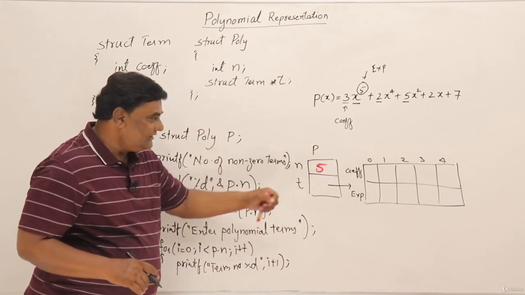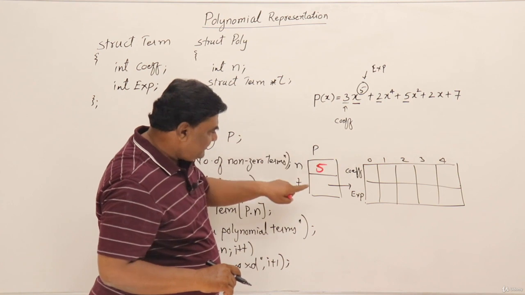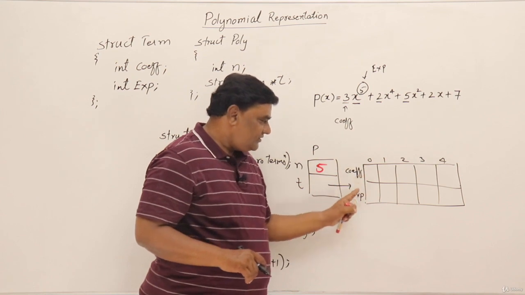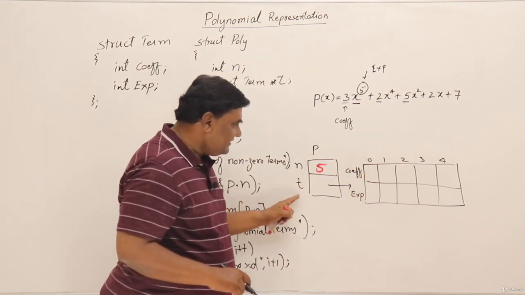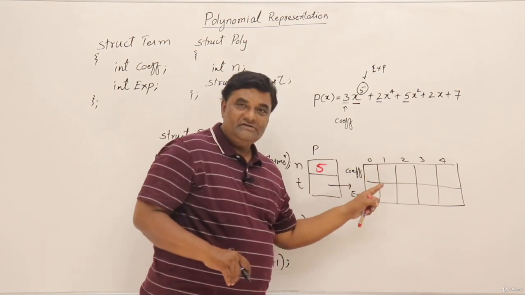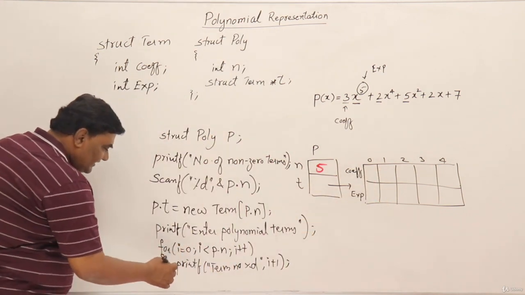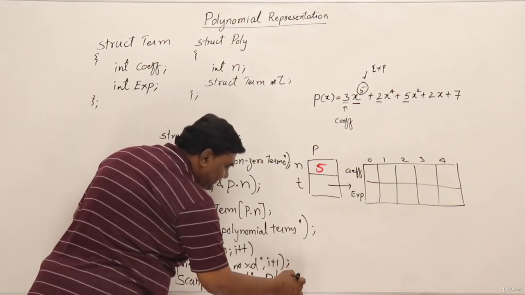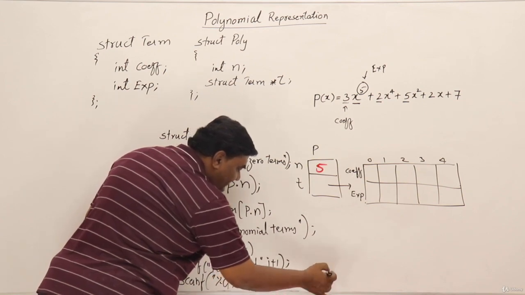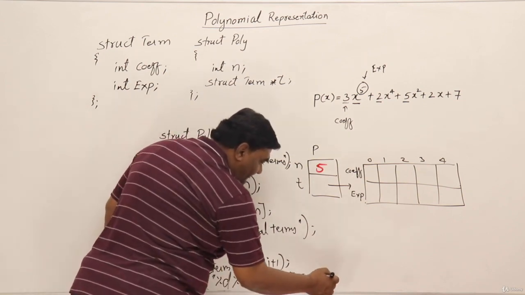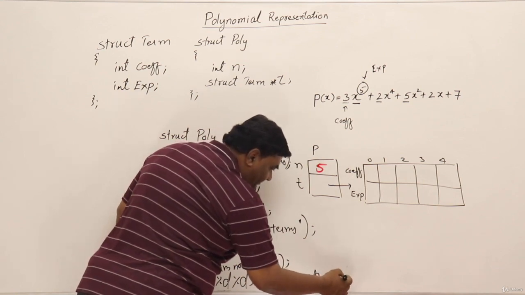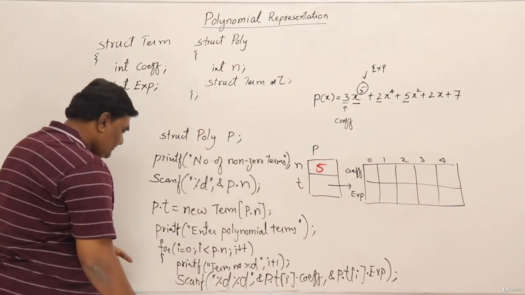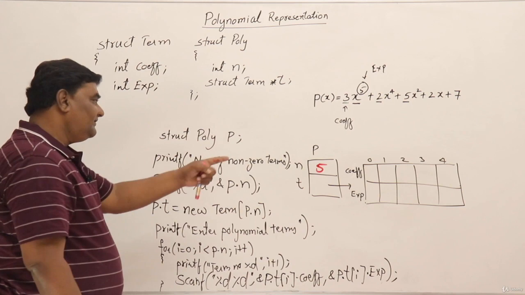Now scanf those two values. How to read the values? p.t of 0 dot coefficient, dot exponent. The next, p.t of 1 dot coefficient, dot exponent. So here I write p.t of i dot coefficient, with an ampersand, then comma, ampersand p.t of i dot exponent. So this for loop will read all the values into that array.